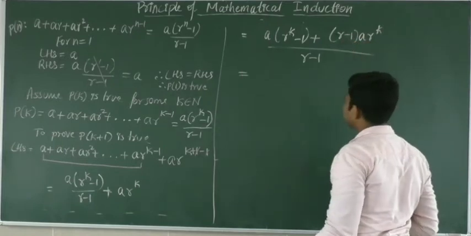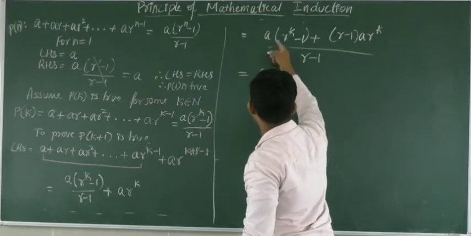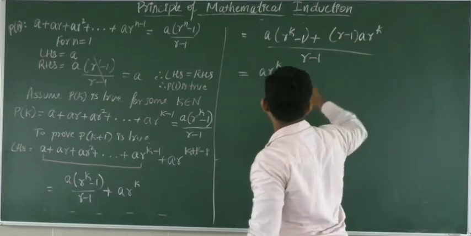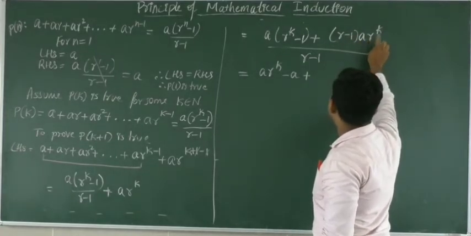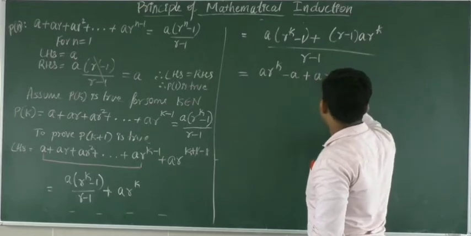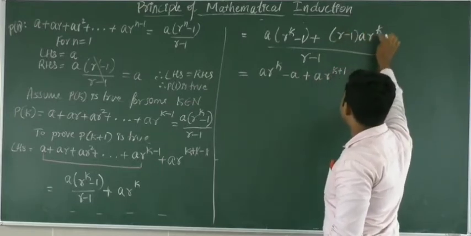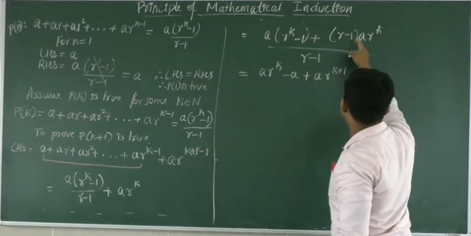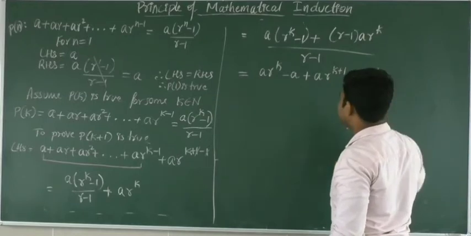What we will do, we can first multiply everything like this also: A into R to the power k into A into minus 1, you can do it like this if you want, plus R into A into R to the power k, which is A into R to the power k plus 1, because R to the power 1 into R to the power k is R to the power k plus 1, minus 1 into A into R to the power k is minus A into R to the power k.